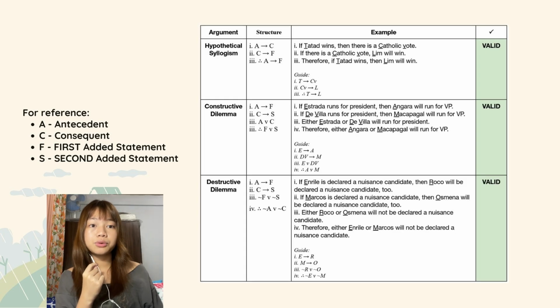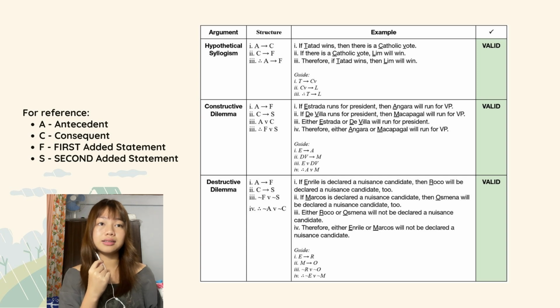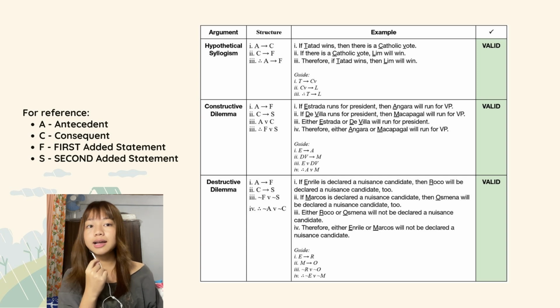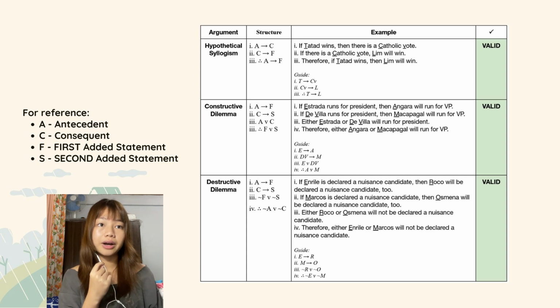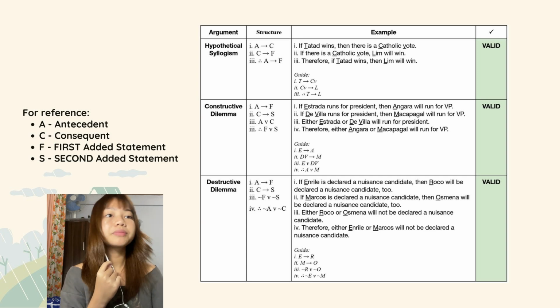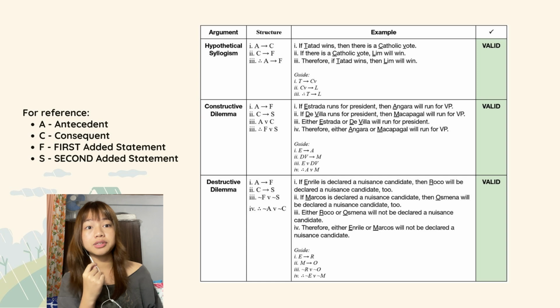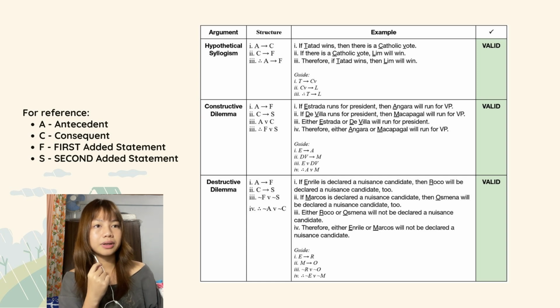Now, let us move to more valid argument forms. A hypothetical syllogism is also a valid argument, as well as a constructive dilemma, which is a valid argument or logical form that is a combination of two modus ponens. This is valid because it affirms the antecedents of both conditionals on the second and third premises, making it valid to conclude the consequent in the conclusion or fourth and last premise.